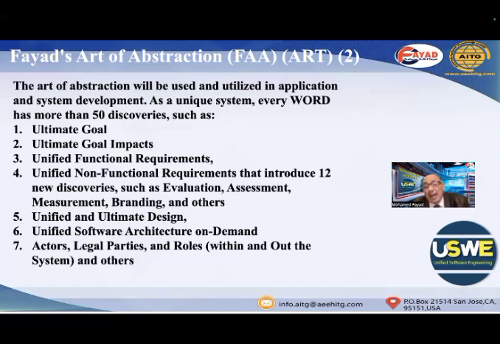So, actors and legal parties and roles within the system and outside the system. For example, we build roles into the current system, but we don't have anything for legal parties. And actors are only two types, hardware and human. This is ridiculous. It doesn't make any sense.